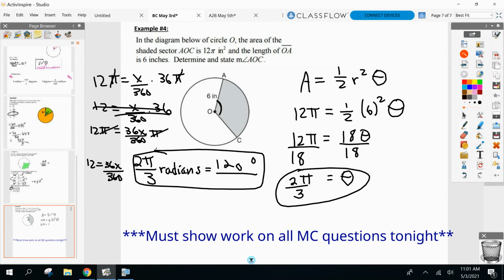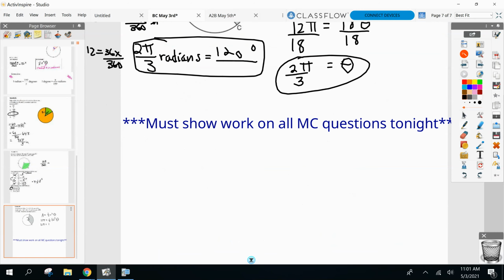Other questions, comments, concerns? So either 120 or 2 pi over 3 would have worked. Before I let you go, reminder, you have a couple multiple choice questions tonight, and just circling the answer is not going to cut it for credit tomorrow. All multiple choice questions need to show work. I'm just giving everyone a heads up now. Don't just circle the answer. You got to show work.